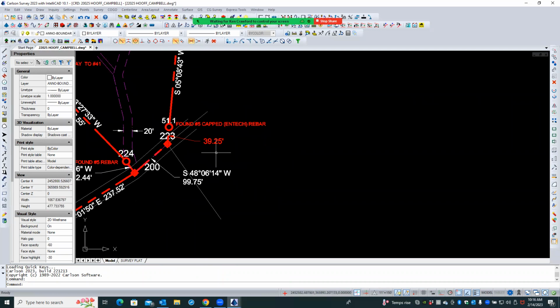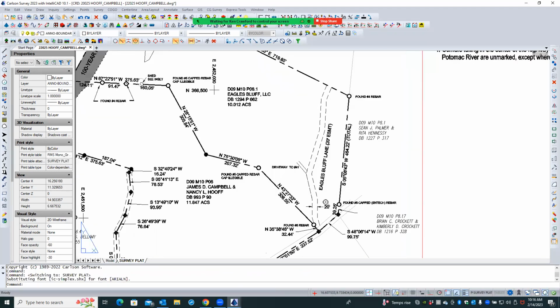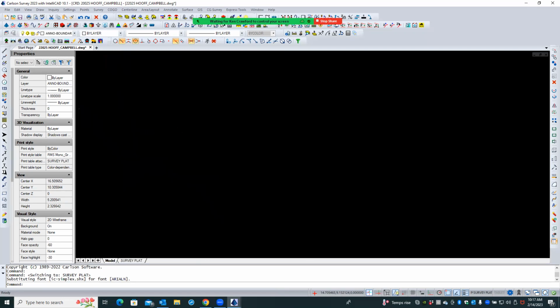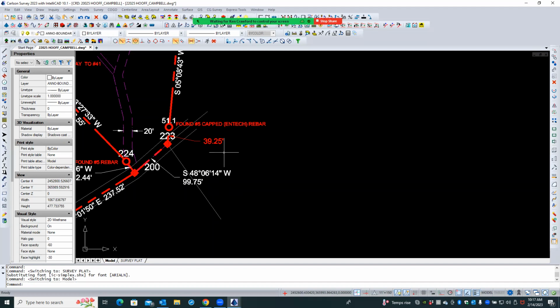Okay, you see this leader distance down here, this 39.25. Yep. Okay, when I go to my survey plat, it's not showing us. It's showing the distance along the line and the leadered arrow, but no distance. Okay. So you want me to redo it? No, let me take a look at it for a second first.